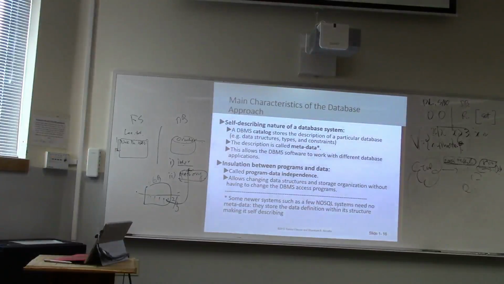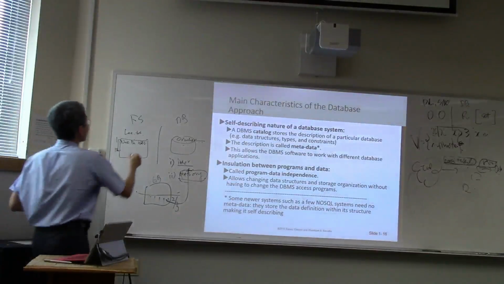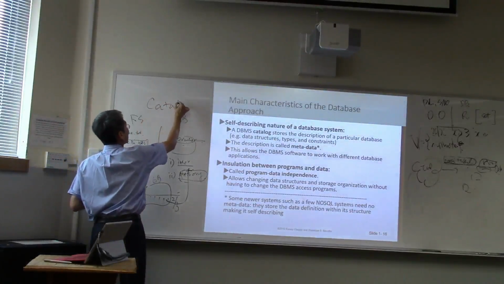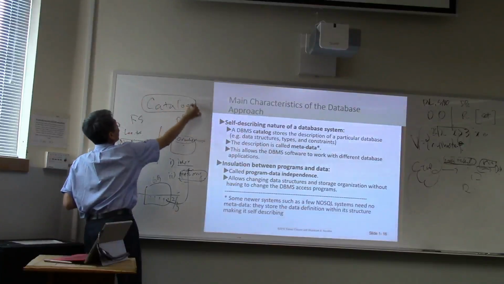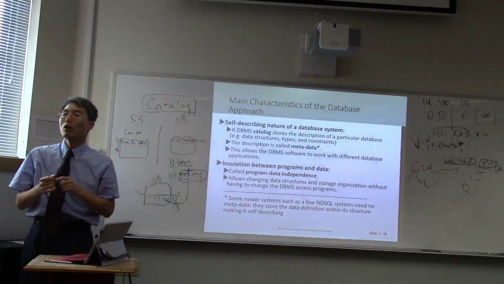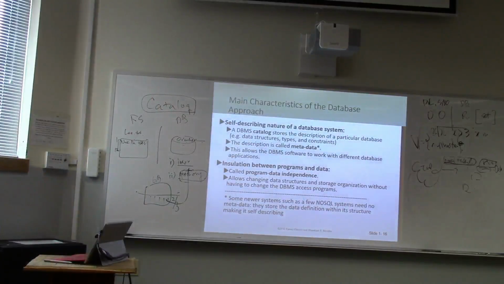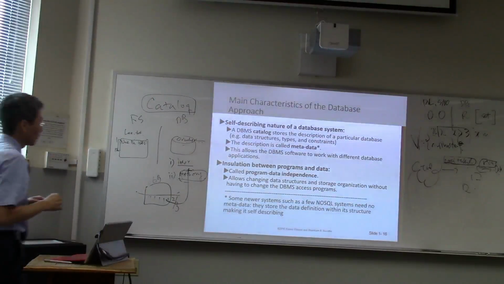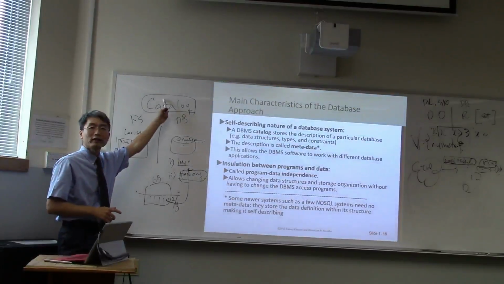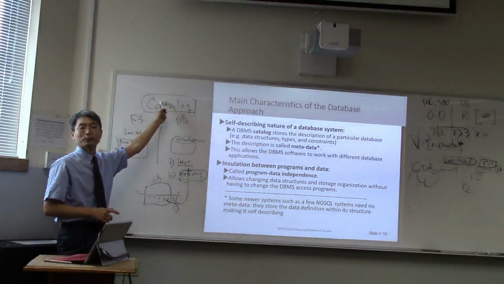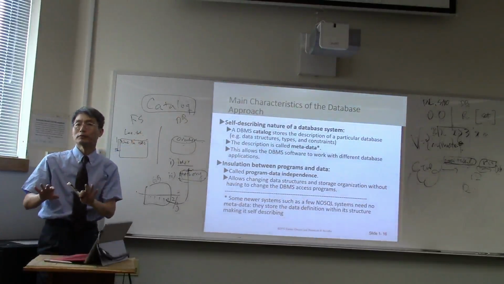Store such data in the catalog database. It's called the catalog database. So, when you create a new table, like the student table, the definition of the student table will be stored here. You can even retrieve it.